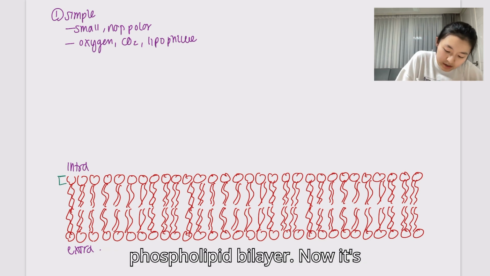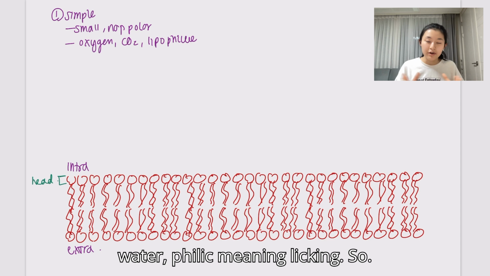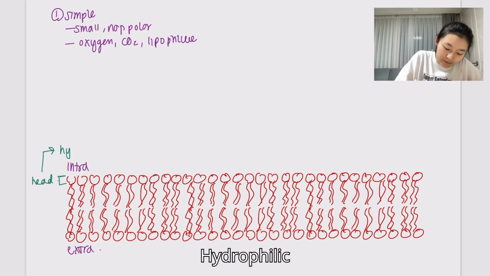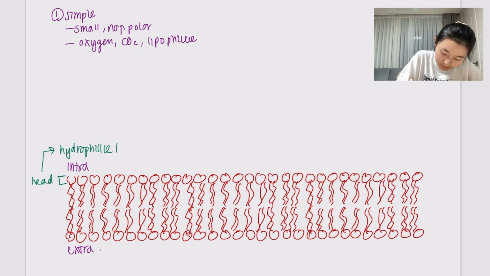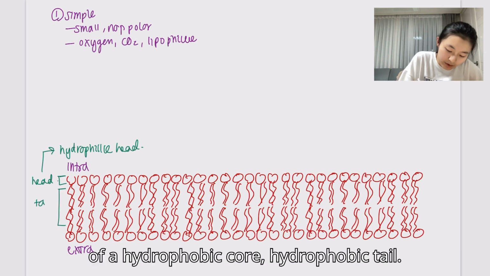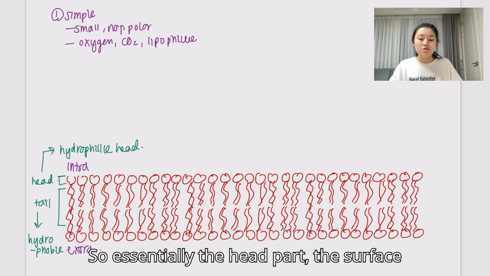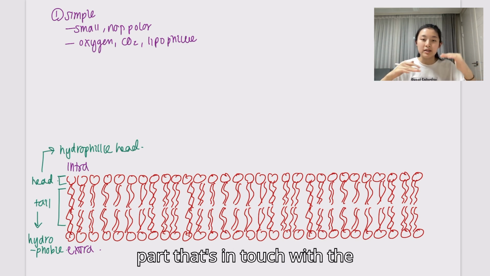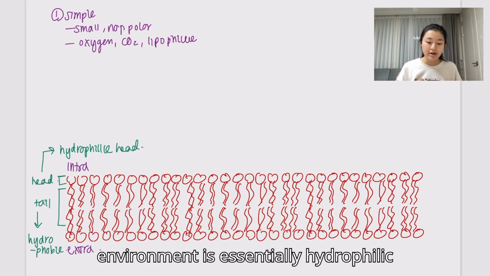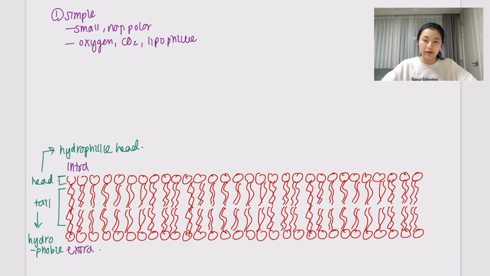bilayer. Now, it's composed of a head that is hydrophilic. Hydrophilic meaning hydro, water, philic, meaning liking. So hydrophilic head, and it's also composed of a hydrophobic core, hydrophobic tail. So essentially, the head part, the surface part that's in touch with the extracellular or the intracellular environment, is hydrophilic, while the core, the tail composed of the tails, is hydrophobic.